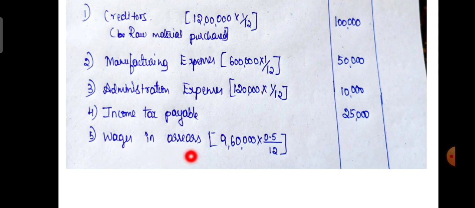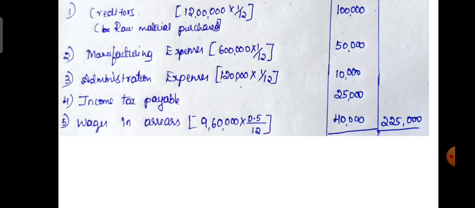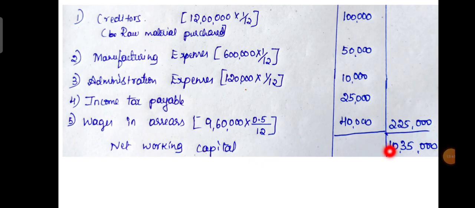Then wages in arrears, outstanding wages, it is given like 15 days. 15 days means in a month, it is half month, that's why we are taking like 0.5. 1 month means we will be writing 1, and 15 days means 1 by 2, that means 0.5. So 9,60,000 into 0.5 divided by 12, it is 40,000. So total current liability is 2,25,000, and net working capital is 10,35,000.